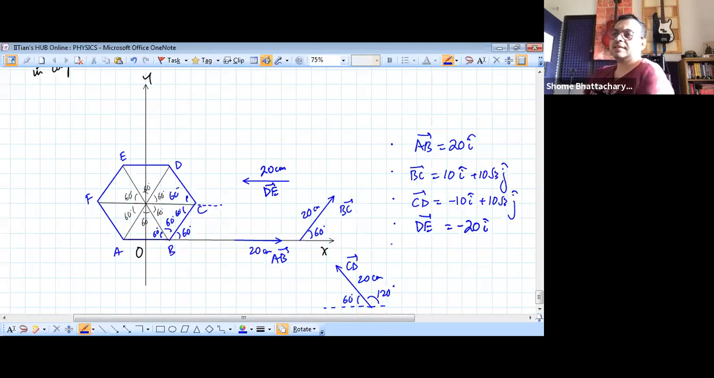So the main thing is I'm using the property of the hexagon, that if you join each of the vertices of the hexagon with the center, then it cuts the hexagon into six equilateral triangles. So each of these are equilateral triangles. All these angles are 60. That particular symmetry, I'm making heavy use of. That is what I'm using to solve the entire problem.